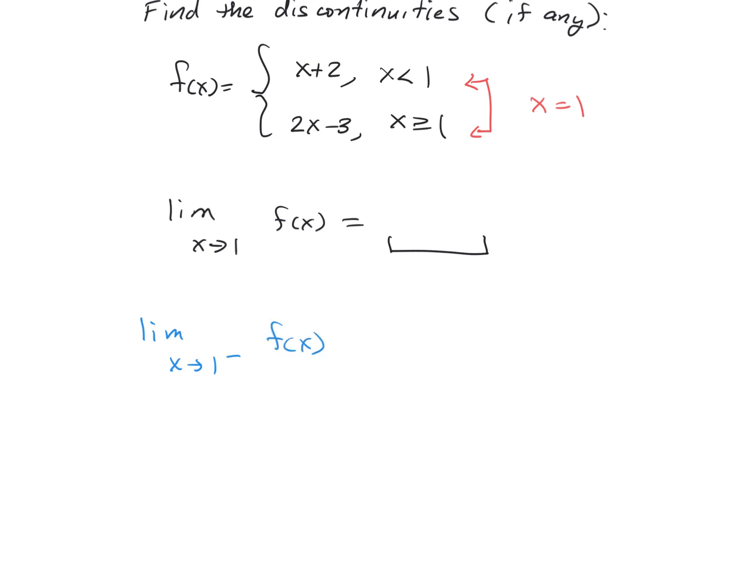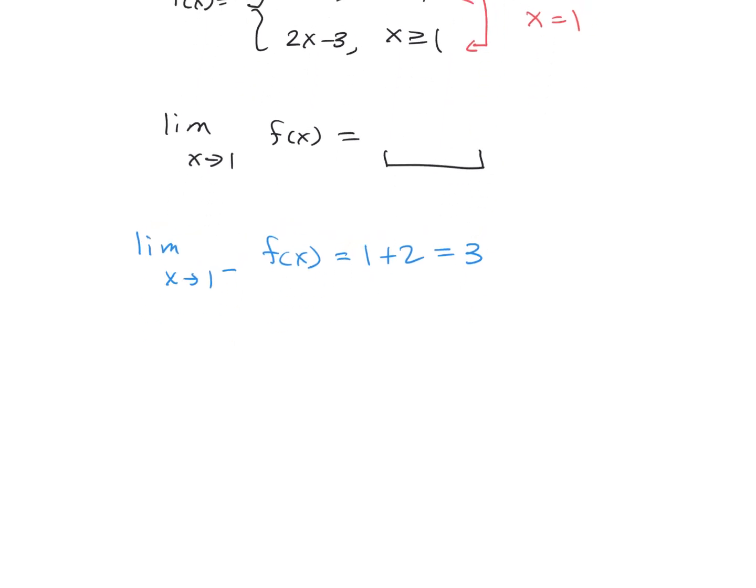And you'll notice that we have to use the first part of the piecewise defined function because when you're left of 1, you're less than 1. So therefore, we have to use the piece x plus 2. So that's going to give us 1 plus 2, which is equal to 3.